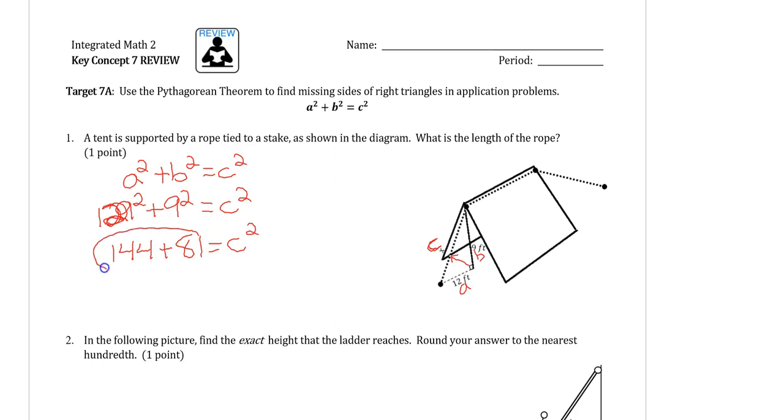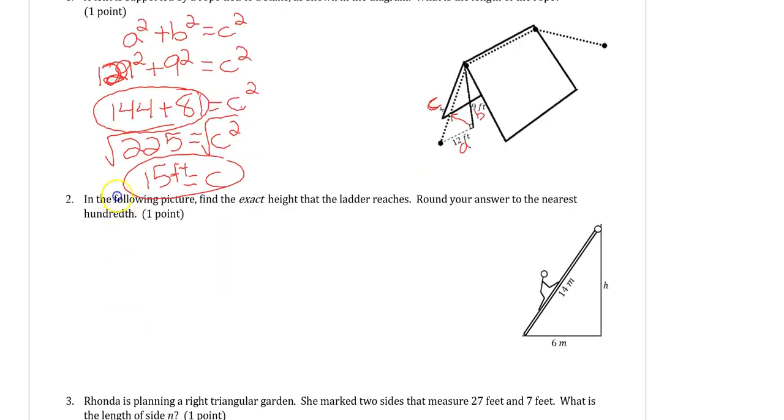These are on the same side, so I'm just adding them together. That's one of the biggest mistakes I've seen, people trying to subtract here. Hey, remember, I'm always subtracting to get things away from the variable. But my variable is over here. So it's just 144 plus 81, which is 225. And then I'm going to take the square root to solve for c, and c equals 15 feet. And that's it. Let's look at number 2.